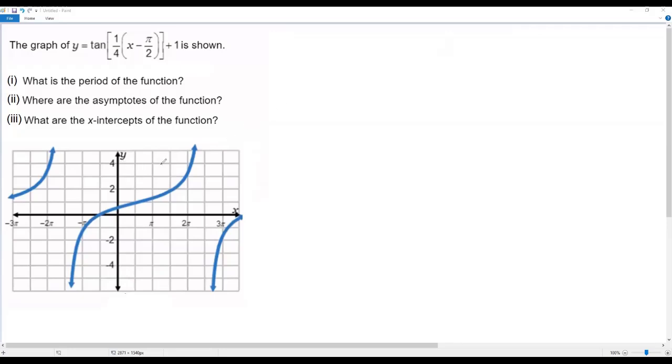Okay, here we have a tan function. Its equation is given over here. So our first task is to find the period of the function. Usually we consider the basic tan function, that is y equals tan x. The period of a basic tan function is pi. That means we have multiple patterns for this basic tan function, and the period of one particular pattern is just pi. So this is the period for a basic tan function.